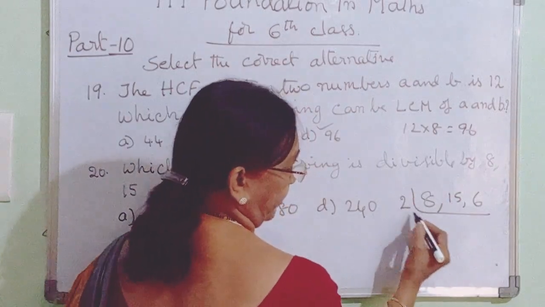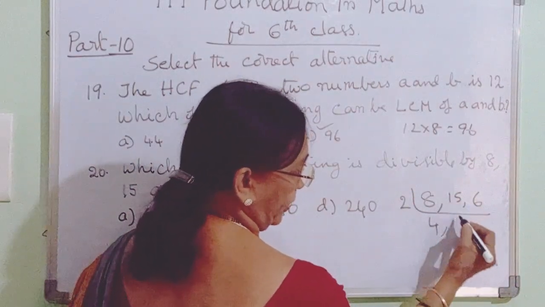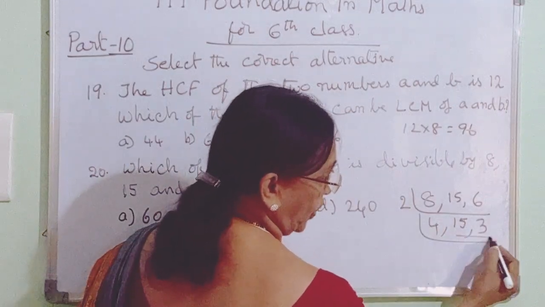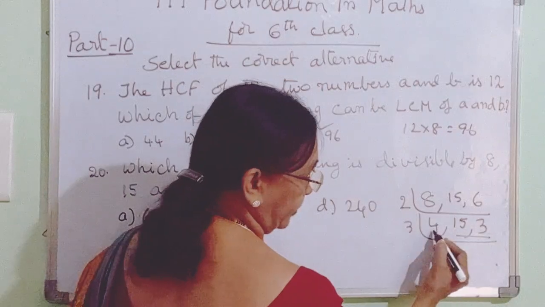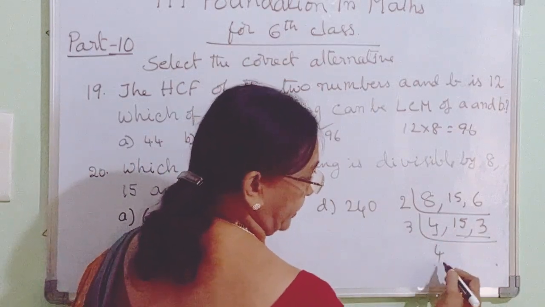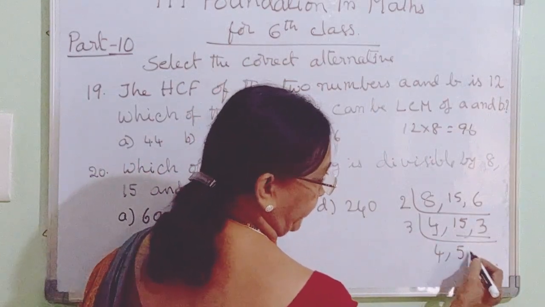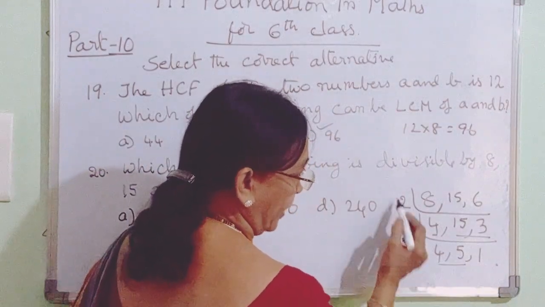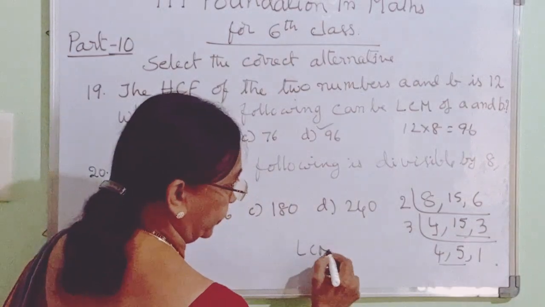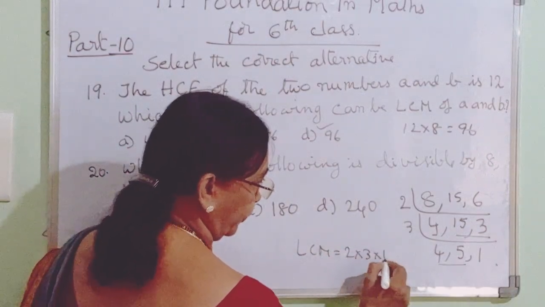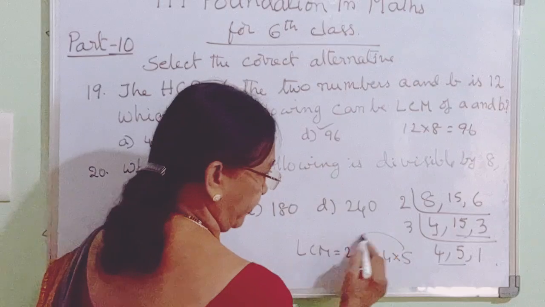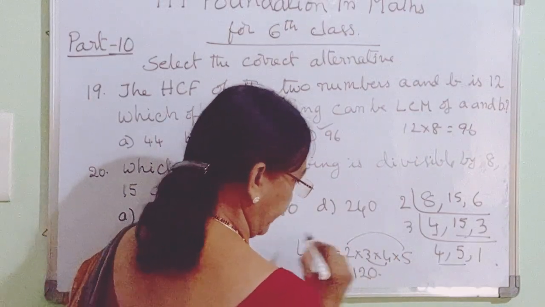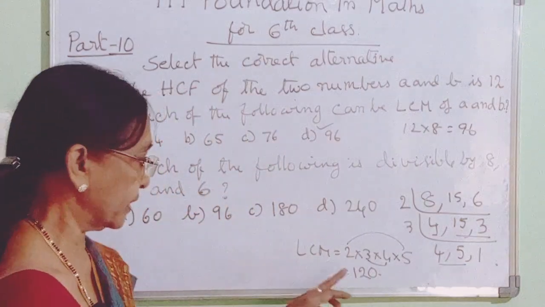Divide by 2. As it is not divisible, write it as it is: 2, 3, 6. Here these two are divisible by 3. Therefore, 4 is not divisible, we will write it as it is. And 3 times 5 is 15, 3 times 1 is 3. Next, there is no common factor for these two. Therefore, LCM is equal to 2 times 3 times 4 times 5. 3 times 4 is 12, 12 times 10 is 120. So the least common multiple is 120.